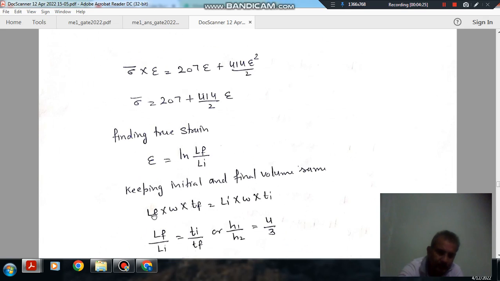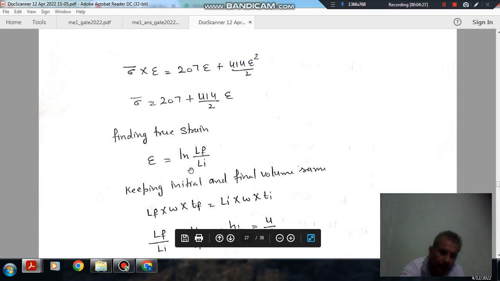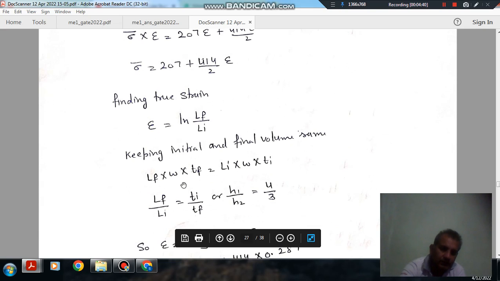Lf is final length, Li is initial length. But Lf and Li are not given. In rolling, the total volume remains constant. So this is initial volume, this is final volume, and assuming the width remains the same, Li by Lf will be equal to Hf by Hi.